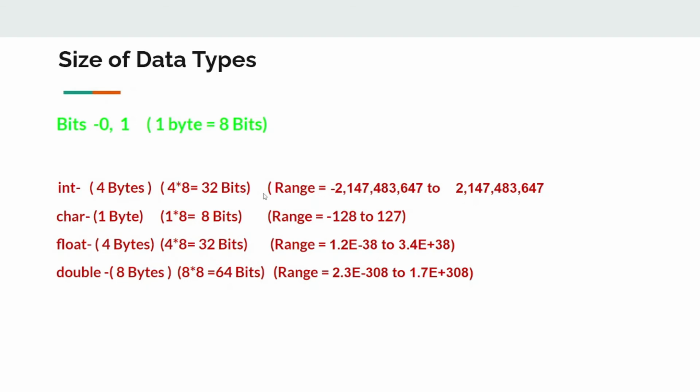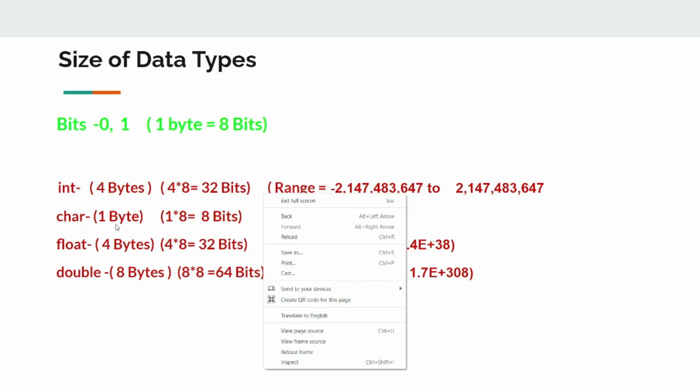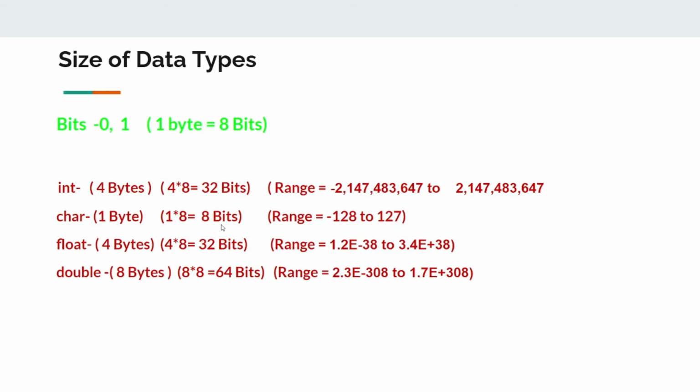Now character variable, char, is of size 1 byte, that means 8 bits, 8 0s and 1s. So it can hold from the range -128 to 127. Float has a size same as integer, 4 bytes, that means 32 bits.